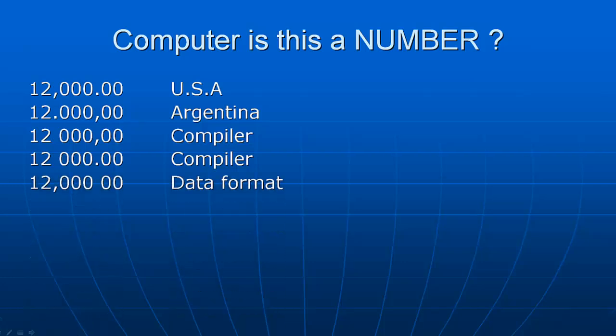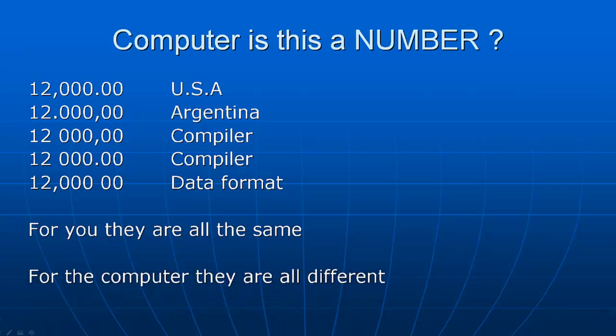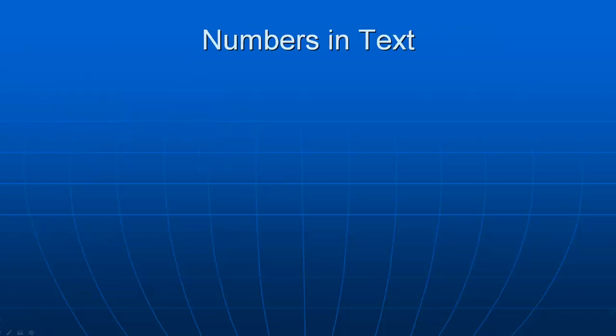I mean, for you, these are all the same. It's the same value. But for the computer, these are all different. We don't know what it represents. We don't want to make assumptions. So numbers in text is what we're looking at. How do we know it's a number? This is really what I'm trying to demonstrate, the issues with intelligence.